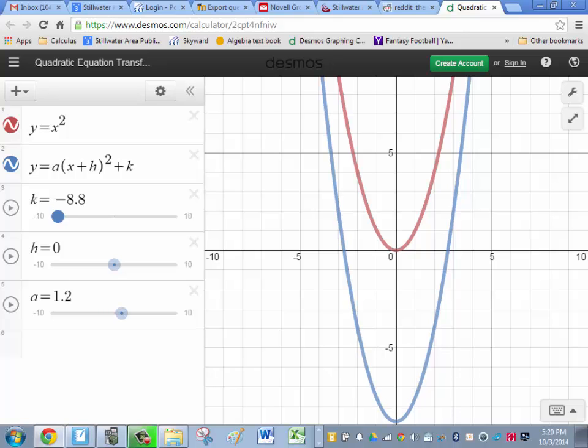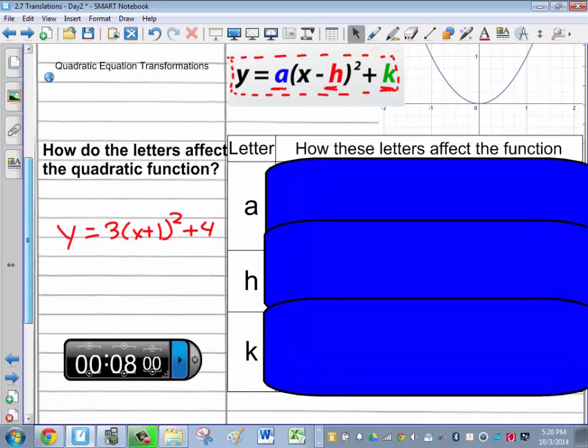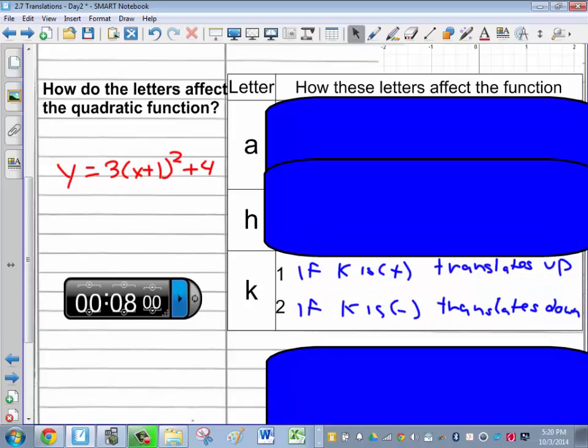So let's put that in our notes right here, for k. We're doing k first. What does k do? If k is positive, it translates up, and if k is negative, it translates down. If you don't like the word translates, you can say shifts down or pushes down or whatever, but the word we're using is translates. Probably just put it there and maybe put another word next to it so you know what it really means. So this looks like what the k does.